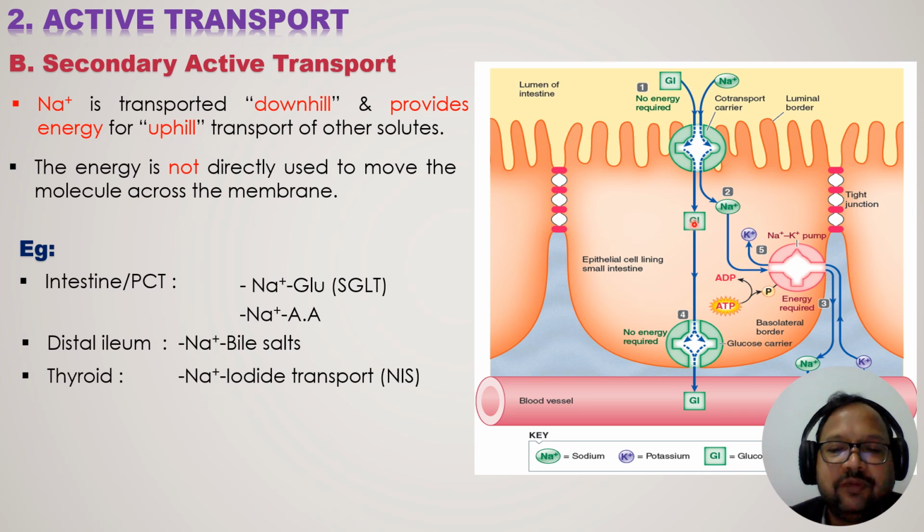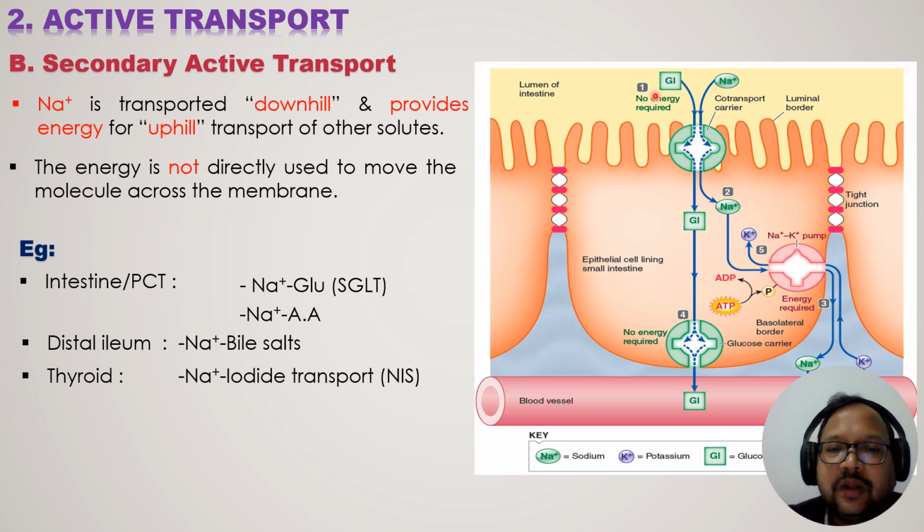Especially, sodium mostly helps transport a substance from a lower concentration to a higher concentration. A simple example is in the small intestine and proximal convoluted tubule, where we can see the sodium glucose transporter, SGLT. Look at this picture. When sodium goes into the cell, the glucose also enters.